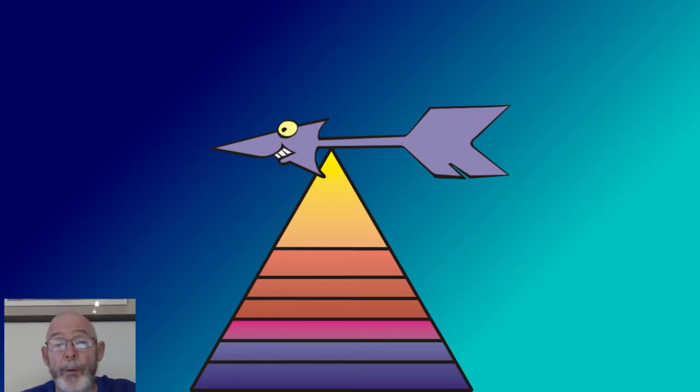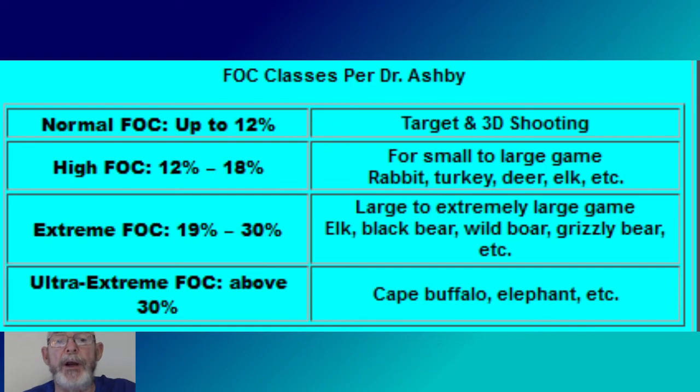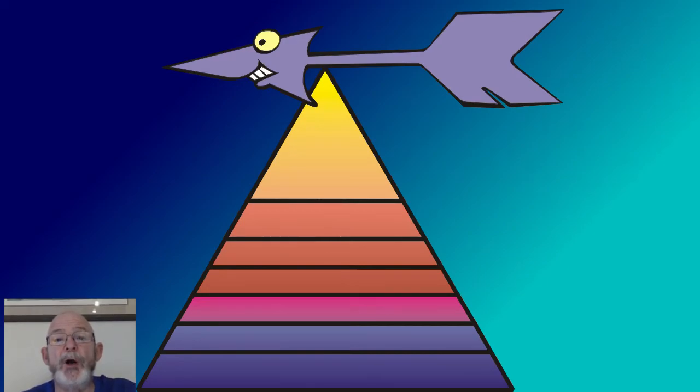One of the alternate ways of doing this is to measure the length of the arrow, including the tip, to the very end of the nock. That would be your L measurement. You measure from the balance point to the end of the nock. That's your B measurement. Below the results is an area of FOC classes based on Dr. Ashby's studies.